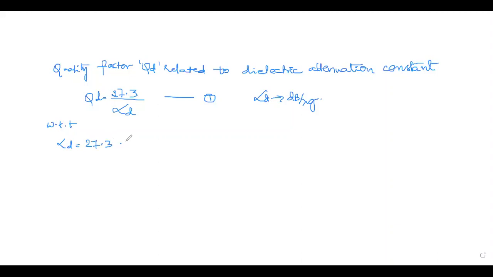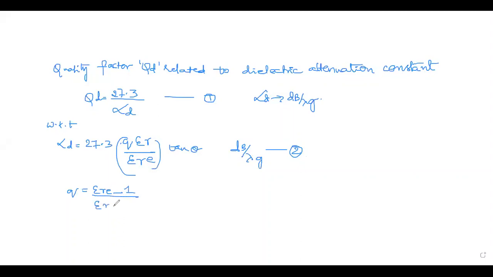27.3 Q into epsilon R divided by epsilon RE into tan theta, and the unit is dB by lambda G, which you can take as the second equation, where Q is nothing but the filling factor, which is again given by epsilon RE minus 1 by epsilon R minus 1. For simplification purpose, we take this approximately equal to epsilon RE by epsilon R.